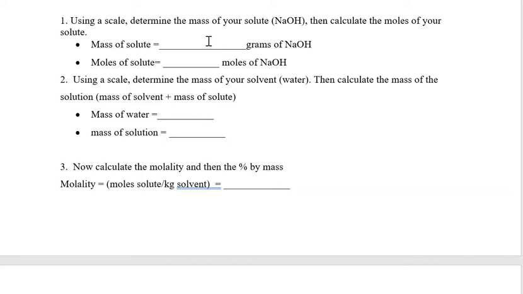The next thing you're going to want to do, you don't have to do it right in this order, but you're going to come back in a little bit and calculate the moles of sodium hydroxide. So we'll just skip that box because that's just a calculation.